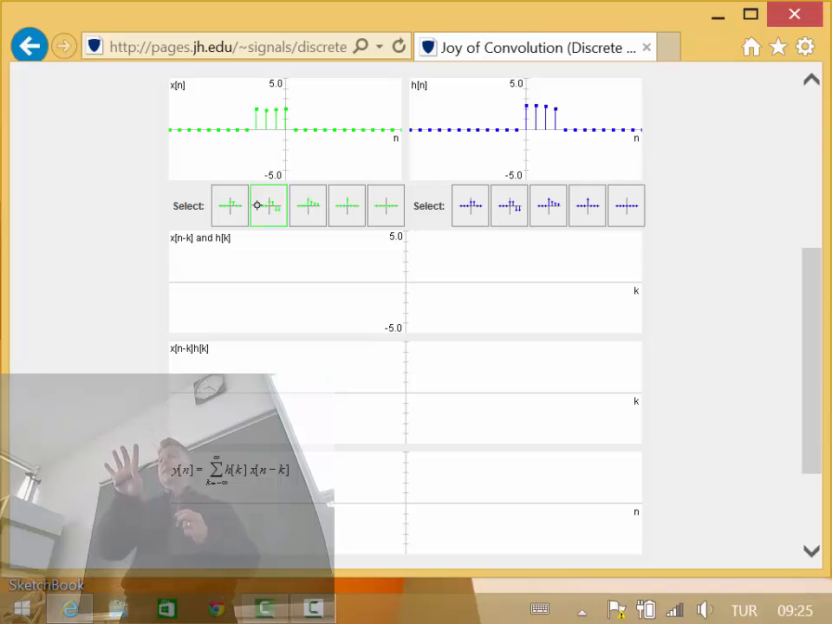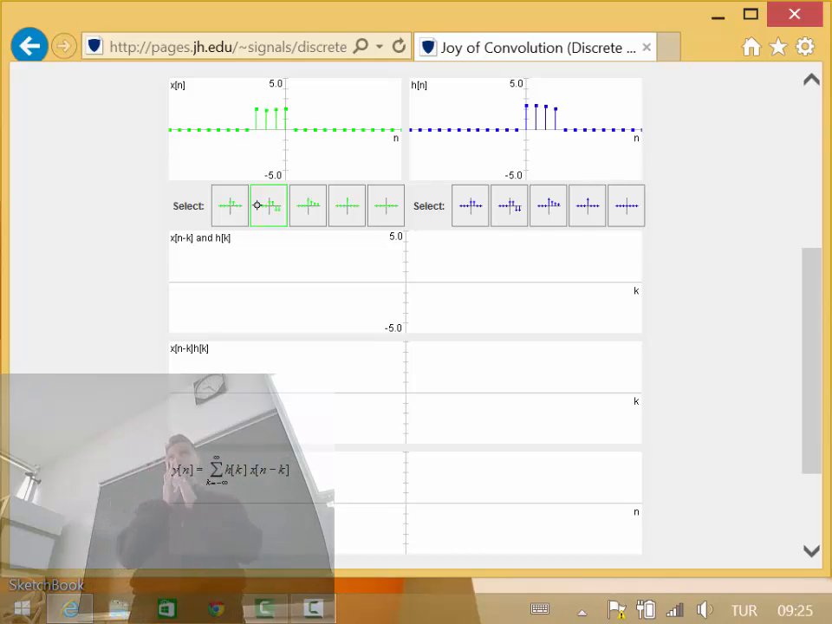If one of them is length 4 and the other one is length 4, they may be rectangles or other things, but you flip around one of them and then start overlapping, sliding and overlapping. How many overlapping shifts will there be? In general, if one of the sizes is n and the other one is m, the convolution result is n plus m minus 1. So this is 4 plus 4 minus 1, 7.